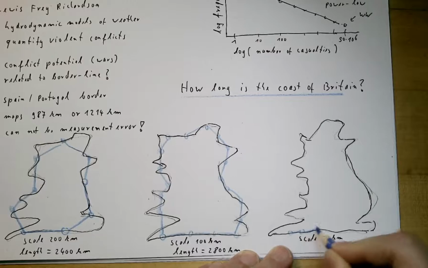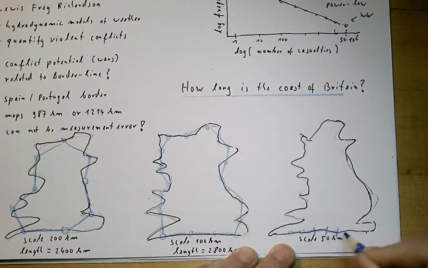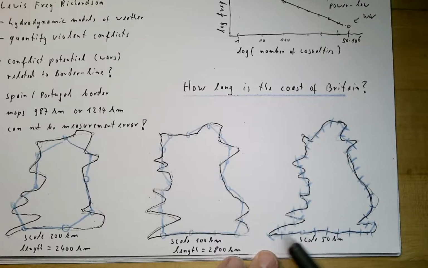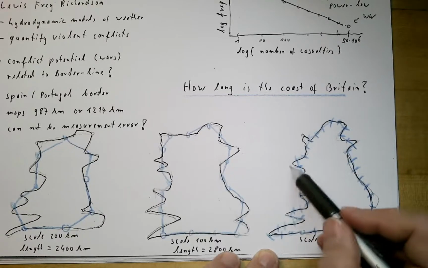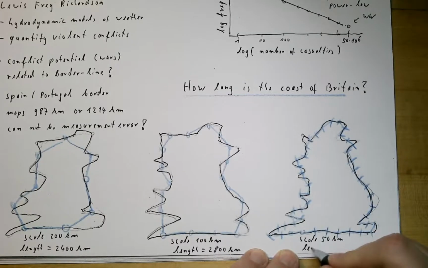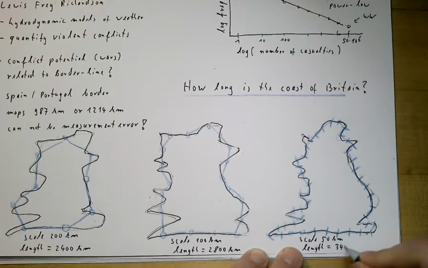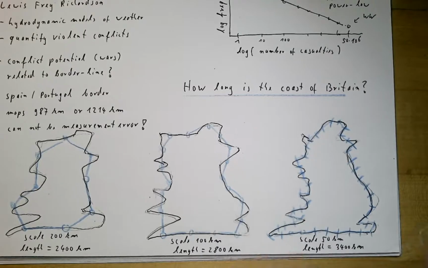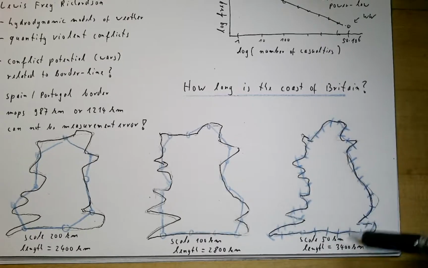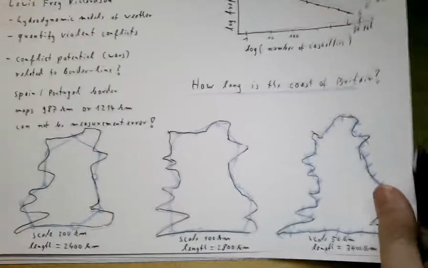So now maybe I make it like this. So you see we start to be better and better. And with the smaller scale we start to better characterize all the small fjords and so on. And the length again increases. So we get a length of 3,400 kilometers. And then, of course, the question is, okay, we need better maps and try to find this a little bit better so that we come to the real length of the coastline. Yeah, and that's what Richardson was doing.